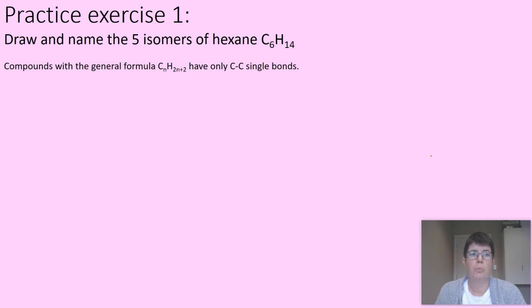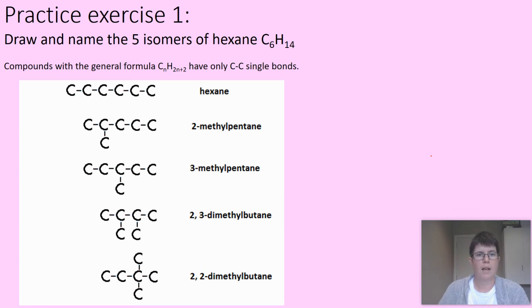So I want you to pause the video now and have a go at drawing the 5 isomers of hexane, C6H14. Okay, I'll pause the video now. Okay, you're back again. So I'm going to show you the answers.